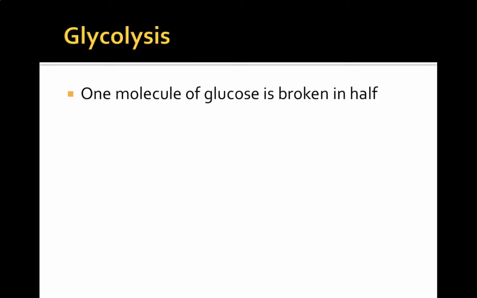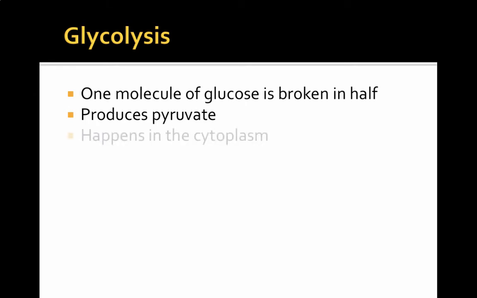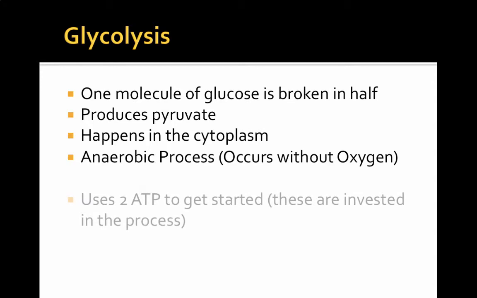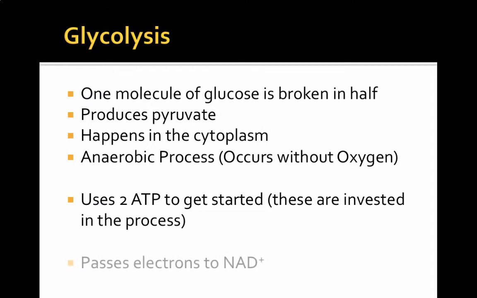Glycolysis. This is where we break one glucose molecule in half, and we produce pyruvate, 2 pyruvates for every one glucose molecule. It will happen in the cytoplasm, and it is anaerobic. Anaerobic means that it occurs without oxygen, and it uses 2 ATP to get started. These are invested molecules, things that we put in to get the product out that we need. And we pass electrons on to NAD+, which is just an electron carrier.